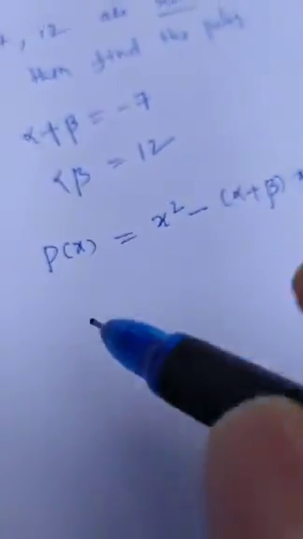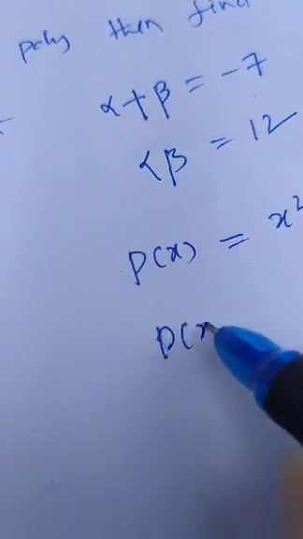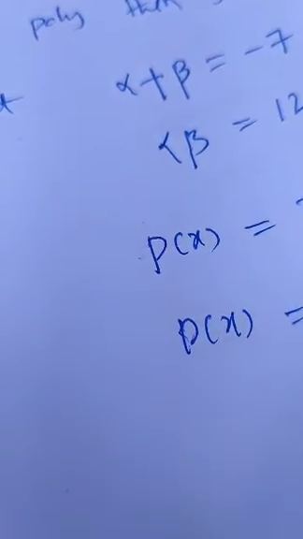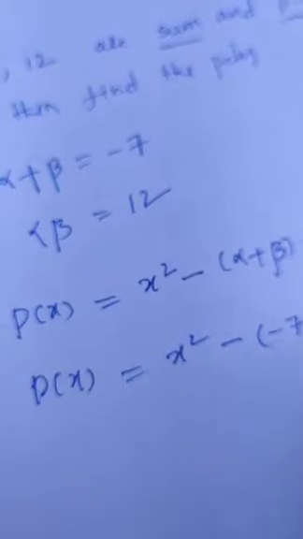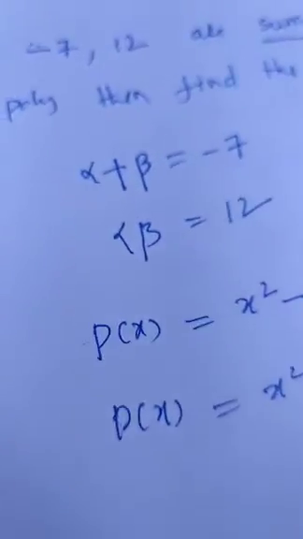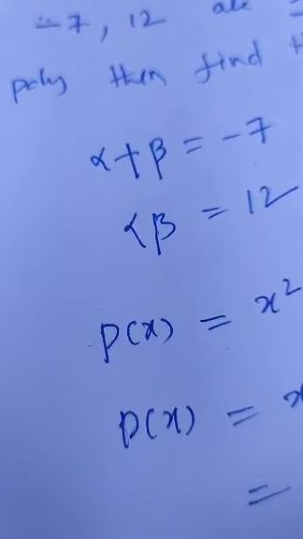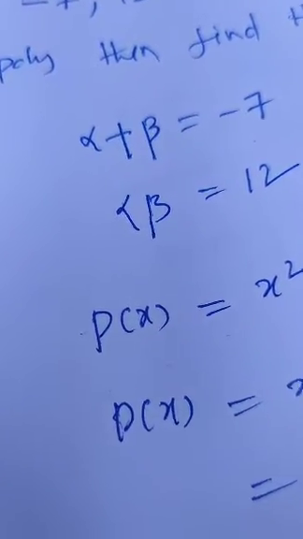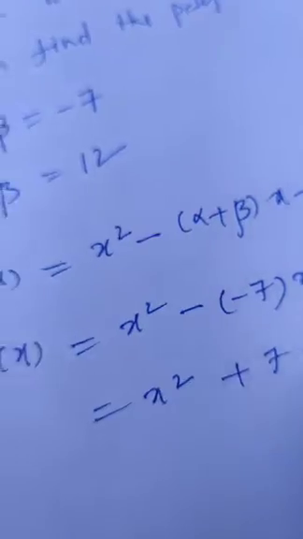Okay. Now substitute in this polynomial. P of x is equal to x square minus (alpha plus beta), whose value is already given as minus 7, into x plus alpha into beta, value 12. So that equals x square plus 7x plus 12, which is the required polynomial.